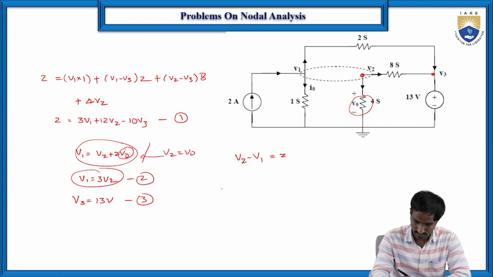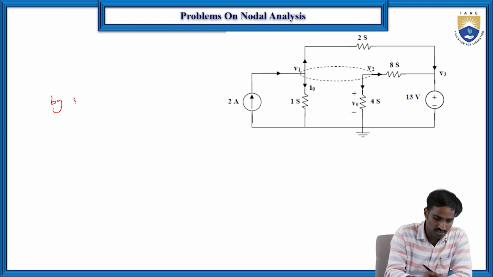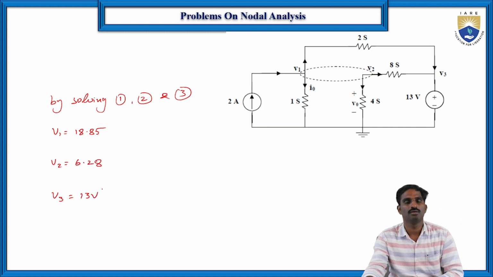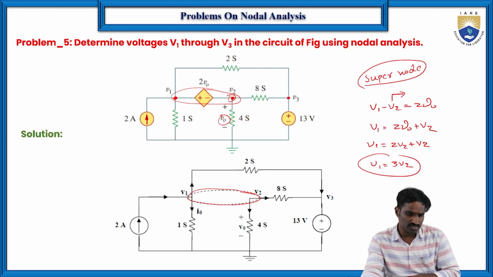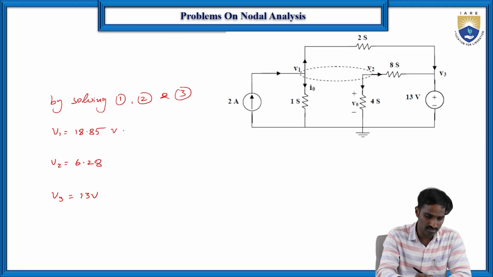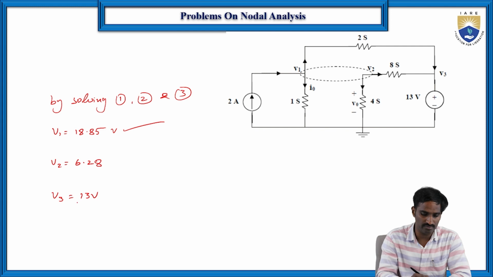And by solving equations 1, 2 and 3, we will get the values of V1, V2 and V3, right? Then the V1 value that we got is 18.85, the V2 value is 6.28, and the V3 value is 13 volts. According to the given problem, they asked us to find V1 and V3. So V1 is 18.85 volts, and V3 is 13 volts.